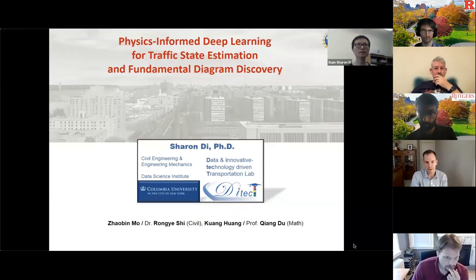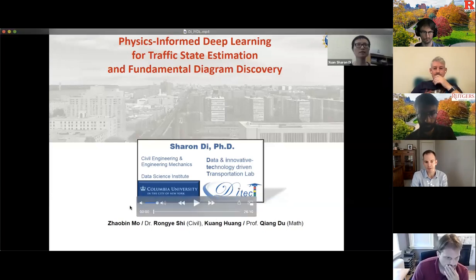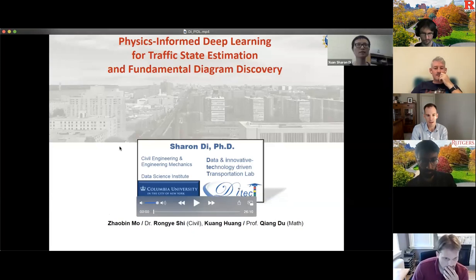Before Sharon joined Columbia University, she was a postdoctoral researcher at the University of Michigan, where she worked at UMTRI, and she earned her PhD at the University of Minnesota. Sharon has won a number of awards, including a Best Paper Award, winning a data science competition at TRB, but most recently, she was selected for winning the National Science Foundation Career Award. So really important milestone, and we're excited that she has earned that distinction.